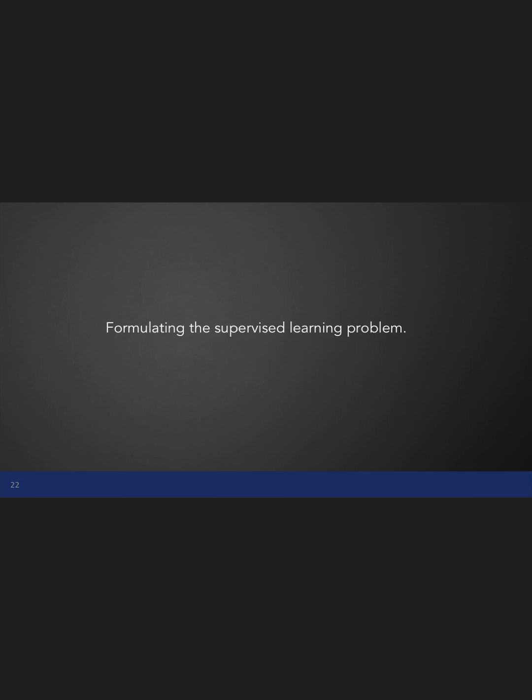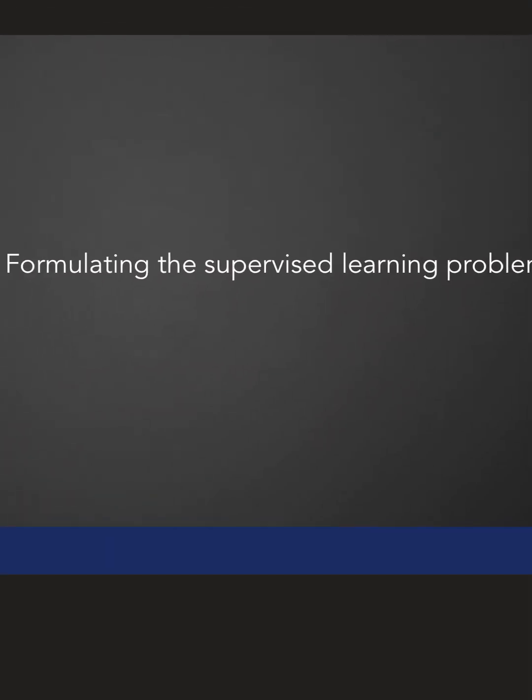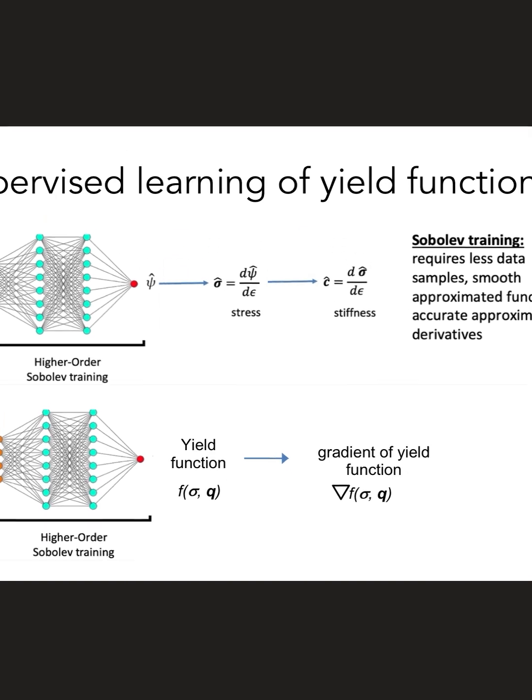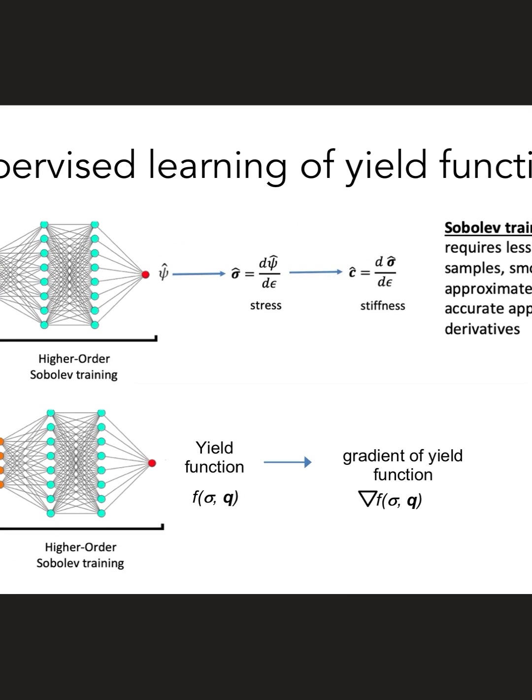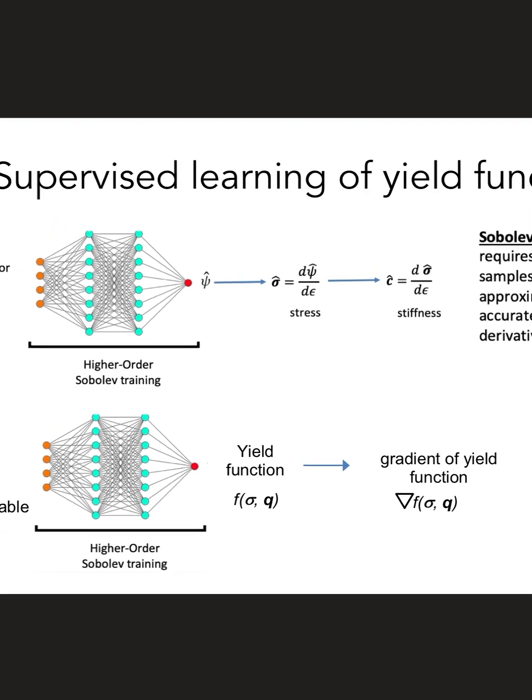And now we need to formulate the supervised learning problem. To formulate the supervised learning problem, in the elasticity part, you're given a strain tensor, and you write the stress tensor as a function of the strain, and you simply need to change the scalar functions. And then you take the derivative, you get the stress, you take the second derivative, you get the stiffness. You can use something called Sobolev training to achieve that.